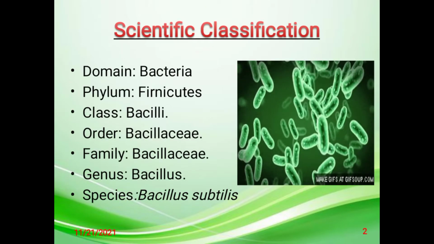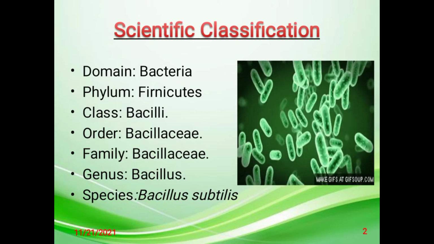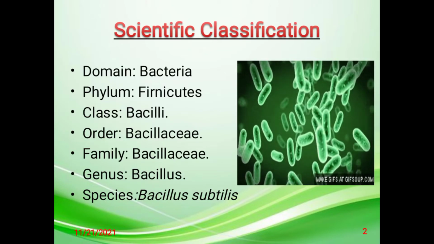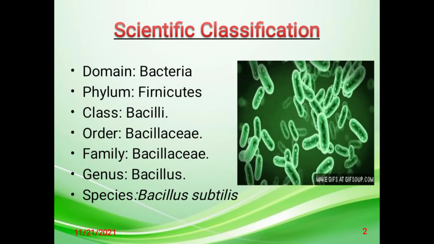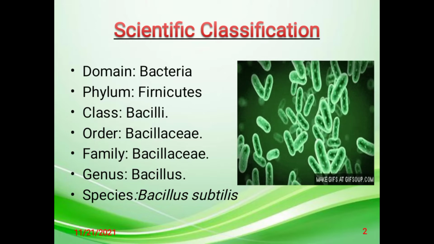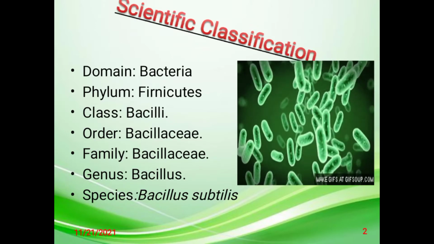Today I will discuss the topic: genetics of Bacillus subtilis. First, scientific classification. Domain is bacteria, phylum is Firmicutes, class is Bacilli, order is Bacillales, family is Bacillaceae, genus is Bacillus, and species is Bacillus subtilis.